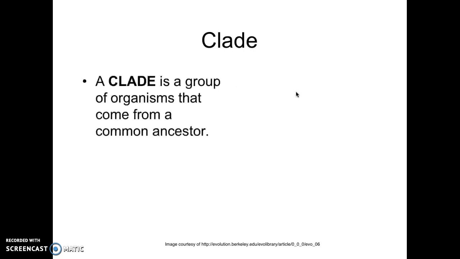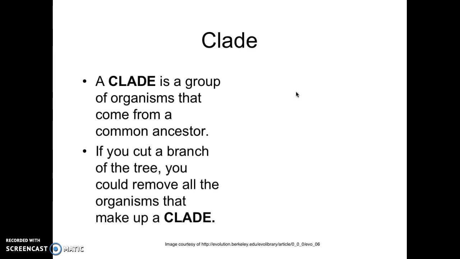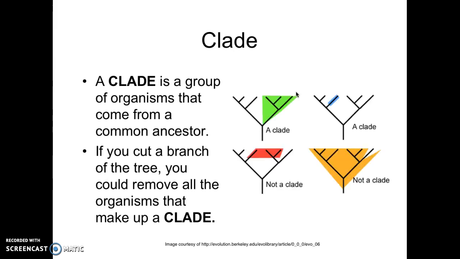Before that, there's this word called clade. A clade is a part of the word cladogram. So a clade is kind of a branch on a family tree of evolution, a branch on the cladogram. It's a group of organisms that come from a common ancestor. If you cut a branch off the tree, you could remove all the organisms that make up a clade. So here we go. If you cut off a branch, right?